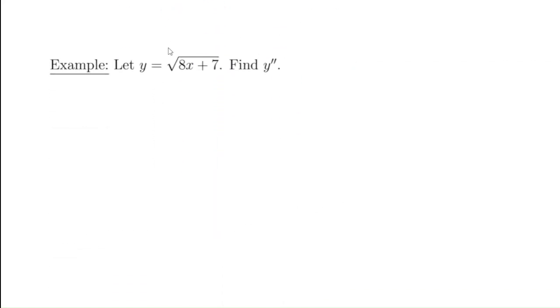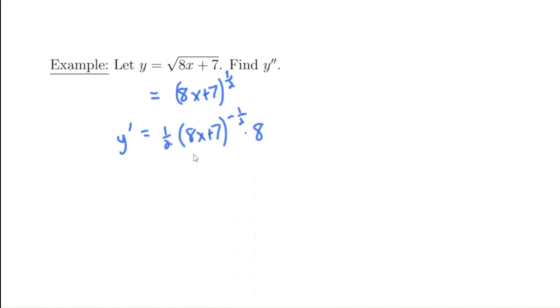All right, and this next one, it's the same thing. We have to rewrite it, though. We have a square root of something, so let's rewrite it as 8x plus 7 to the 1/2 power. How do we take the derivative? Well, y prime is going to be 1/2 times 8x plus 7 to the minus 1/2 power times 8. Right? We have something to the 1/2. The derivative is 1/2 times the something to the minus 1/2 times the derivative of the something.